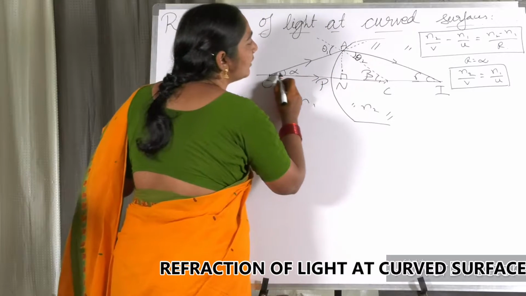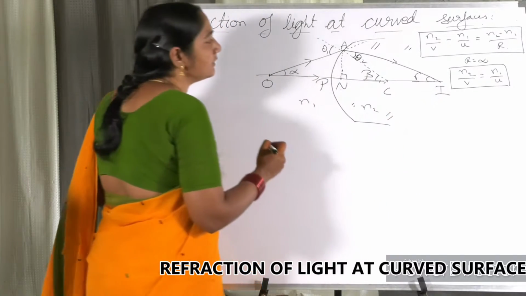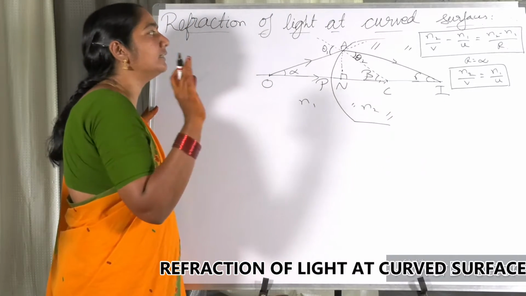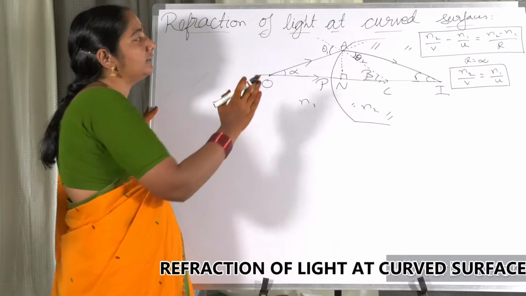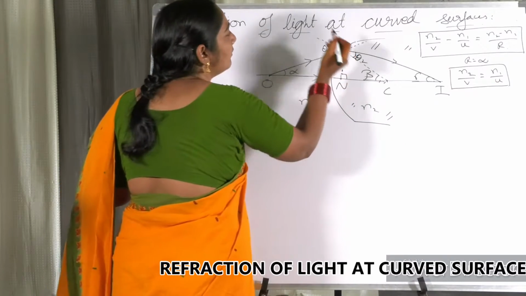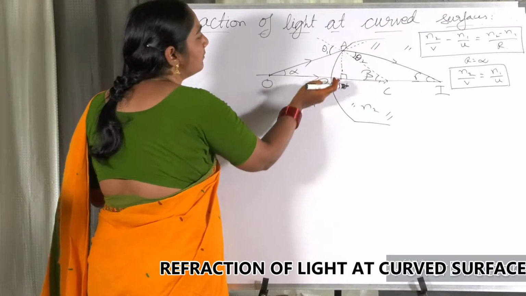When the ray is taken very close to the principal axis, we call it a paraxial ray. We generally take such kind of rays, but for you to understand everything, I am considering a ray which is a bit far away from P.